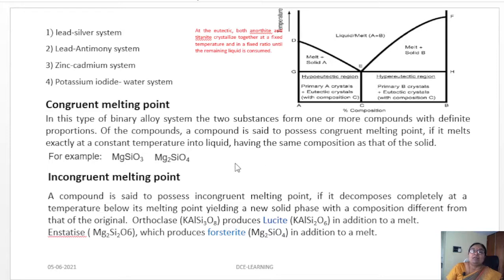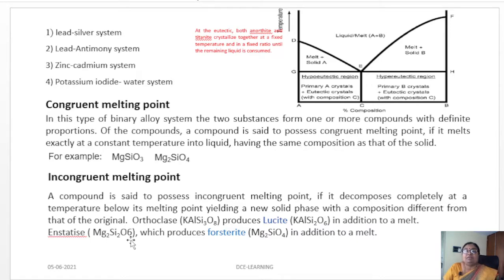Next we go for the incongruent melting point, which is the opposite of that. If a compound is said to possess an incongruent melting point, it decomposes completely at a temperature below its melting point, yielding a new solid with a composition that is different from the original. The example already given is orthoclase, potassium aluminum silicon tetroxide, which produces leucite. So here there is a different composition in addition to a melt.